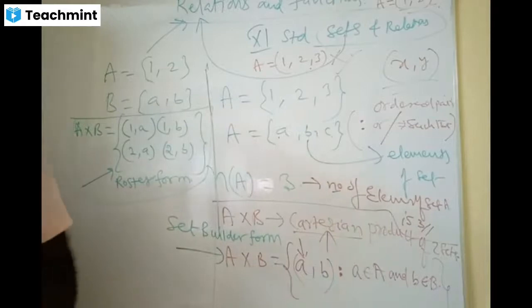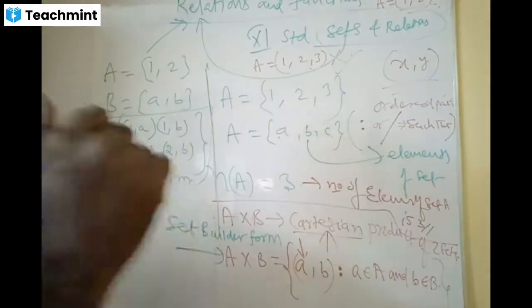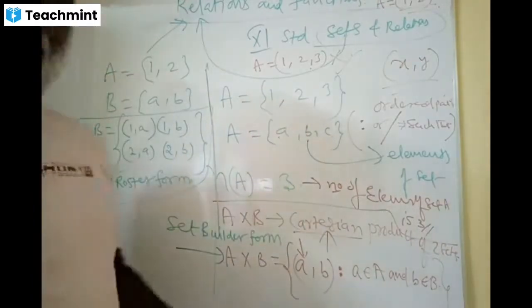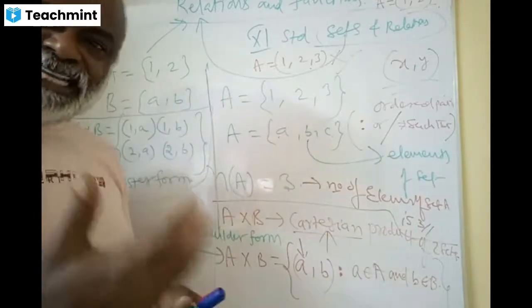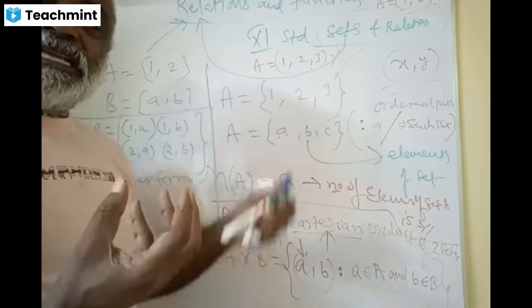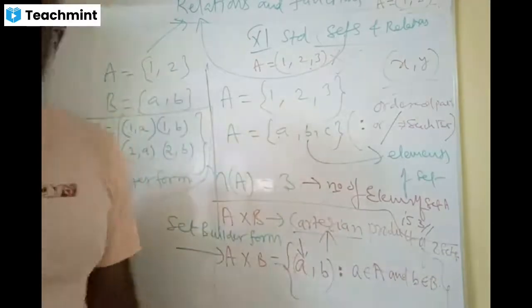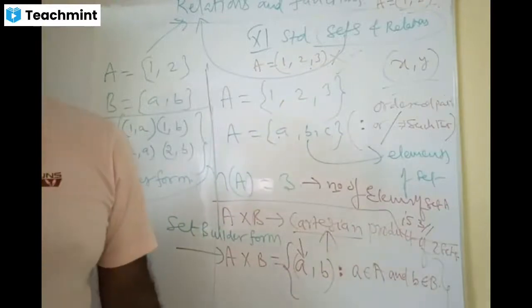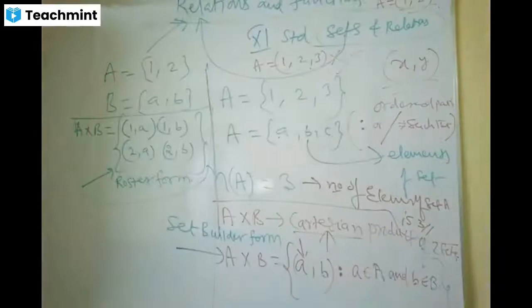Next one is A cross A. What is A cross A? Here we are taking one set A. Let us come to relations now. But before coming to relations, let us talk about a few things on sets under the Cartesian product of two sets. Just one minute.